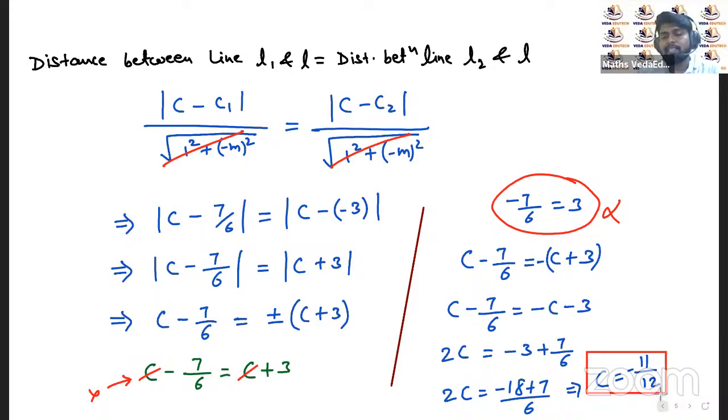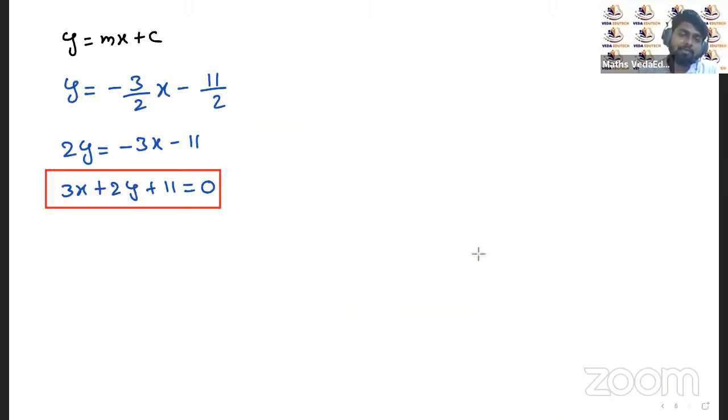Now we have C and M. We put these two values in the standard equation of a straight line, that is y equal to mx plus c. After further simplification, we got the standard equation, that is 3x plus 2y plus 11 equal to 0. So this is the final answer.